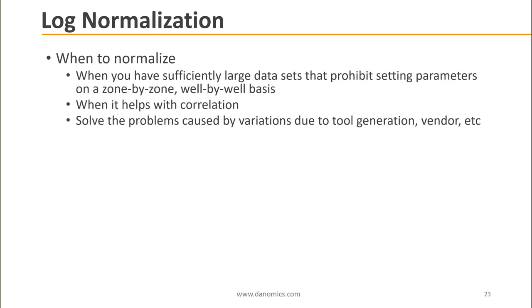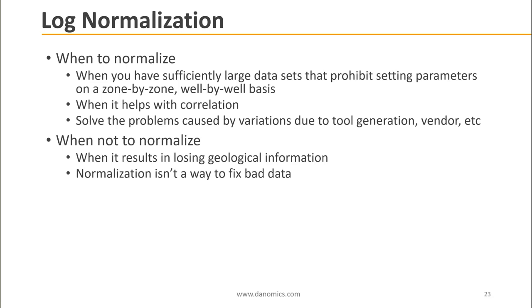And we're going to start off by looking at scale, which is normalization. So when do we normalize? Well, by all means normalize if you have variations caused by things like tool generation or differences between vendors. Normalize if it helps you with your correlation. And on the petrophysics side, if you have a sufficiently large data set and you can't go through and set parameters on a zone by zone, well by well basis, that's a good time to normalize.